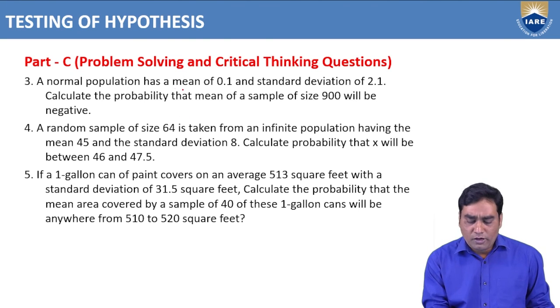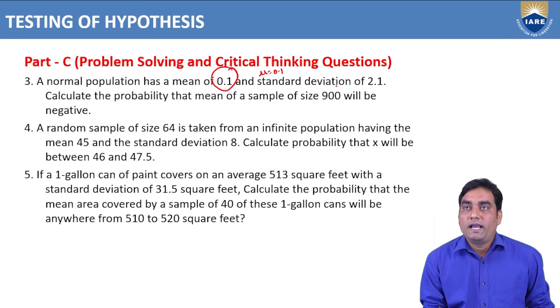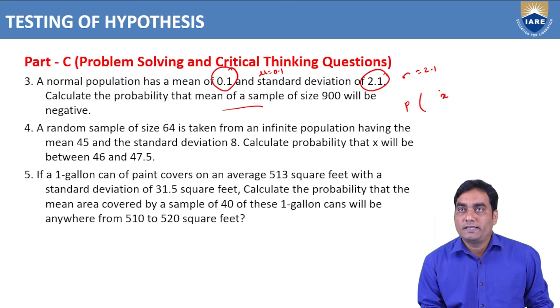Now here, a normal population has a mean of 0.1. So mu is 0.1, SD sigma is 2.1. Calculate the probability. P we need to find out. Mean of the sample, that means x bar, size 900, will be negative. Will be negative means less than 0 you need to find out. Size is also given, 9. This you should calculate by using the normal distribution.